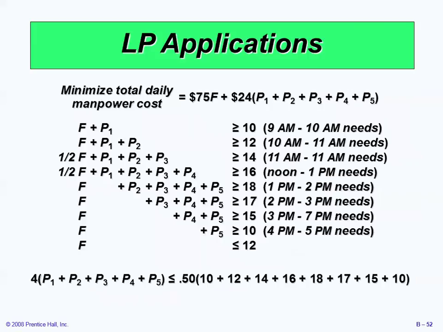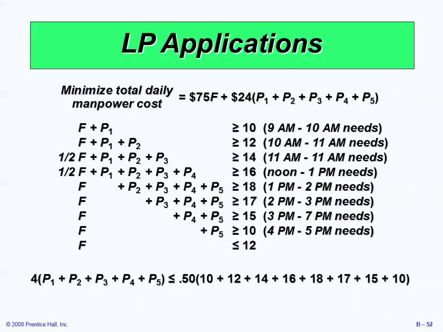Then half the people go on lunch break from 11 to 12. That should have been 12 actually, 11 to noon. And half the people go from noon to 1. So that's why half F here, half F here, P1 plus P2 plus P3 here, P1 plus P2 plus P3 plus P4 there. And then slowly, one by one, they start going home. So P2 goes away, then P3 goes away, P4 goes away. And at the end, we should have at most 12 full-time people.